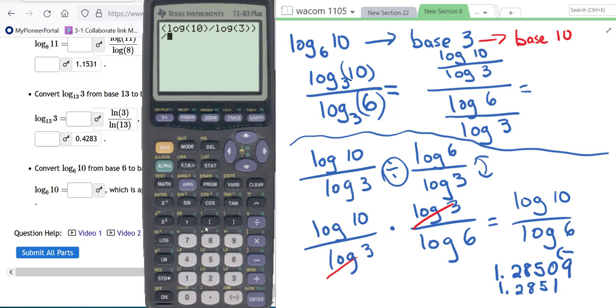Right, divided by, your whole denominator has to be in a parentheses. So log base 6, close for that, divided by log of 3. Sorry, it was not log base 6, it was log of 6. Close, and then you have to close for the whole denominator, and we should get the same answer, which we did. So, different approaches. We did everything legal both ways. Doesn't matter to me which way you choose, so you can do either way.